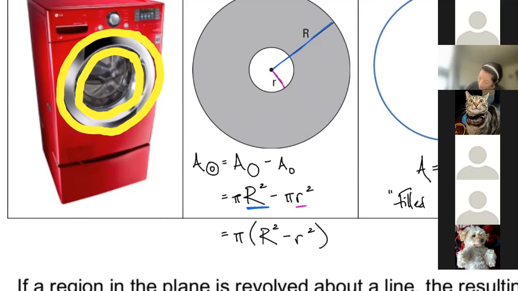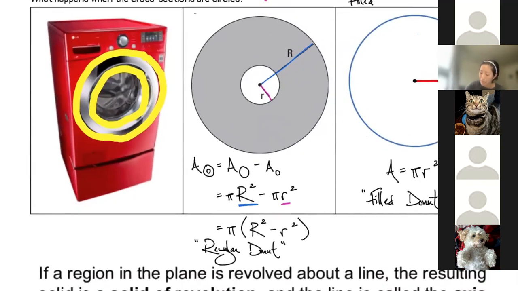And so this one is going to be like our regular donut. When we see a situation where there might be a hole in the middle, we need to make sure we subtract a second area to compensate for that. Whereas if we have a filled donut, like a jelly donut, man, I could really go for one of those right now, we just need to find our pi r squared.